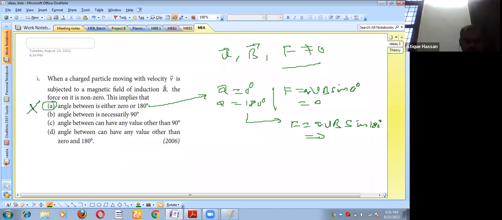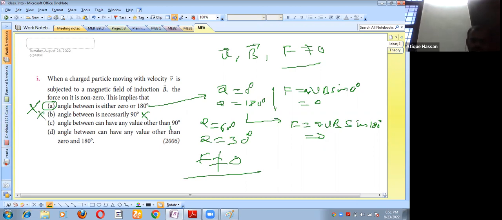Now moving to option B, it says the angle between them is necessarily 90 degrees. So it is also not correct. We don't require the angle to be necessarily 90 degrees. Theta can also be 60 degrees or 30 degrees, and in that case also force will not be equal to 0. So option B is also not correct.